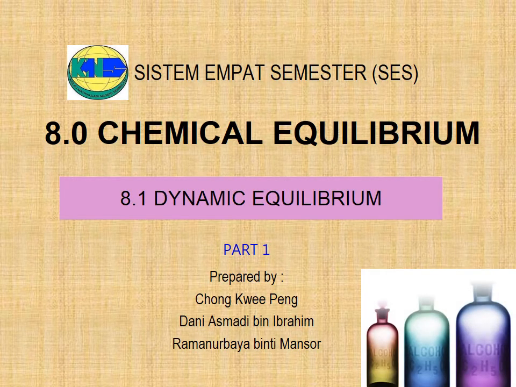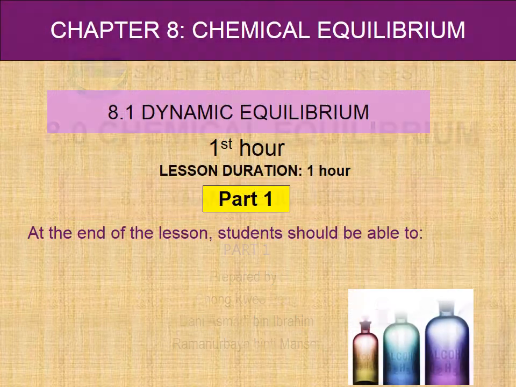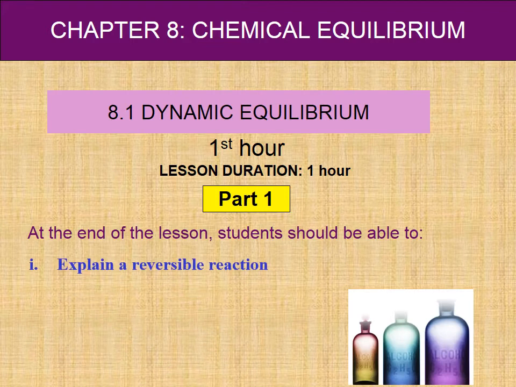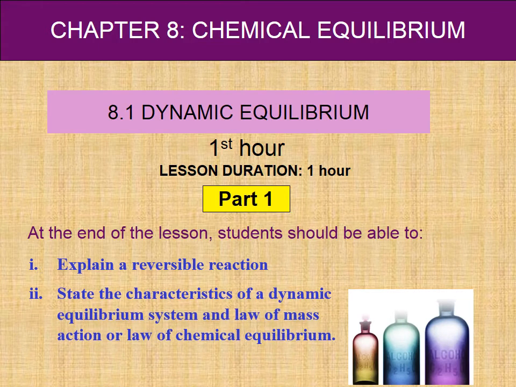Chapter 8 Chemical Equilibrium, 8.1 Dynamic Equilibrium, Part 1. At the end of the lesson, students should be able to: first, explain a reversible reaction; second, state the characteristics of a dynamic equilibrium system and the law of mass action, or law of chemical equilibrium.